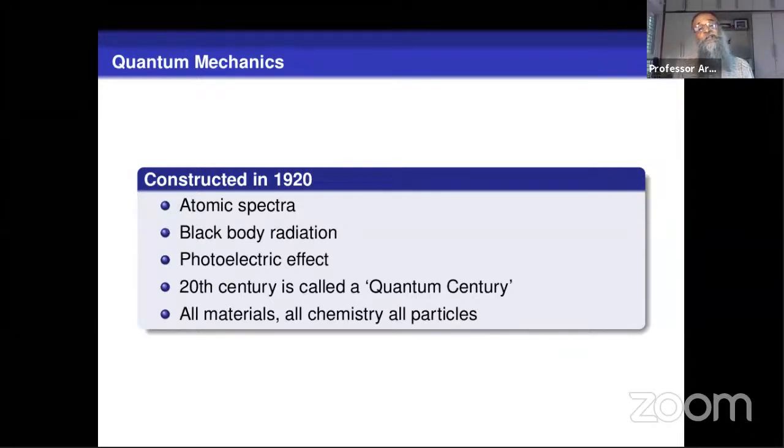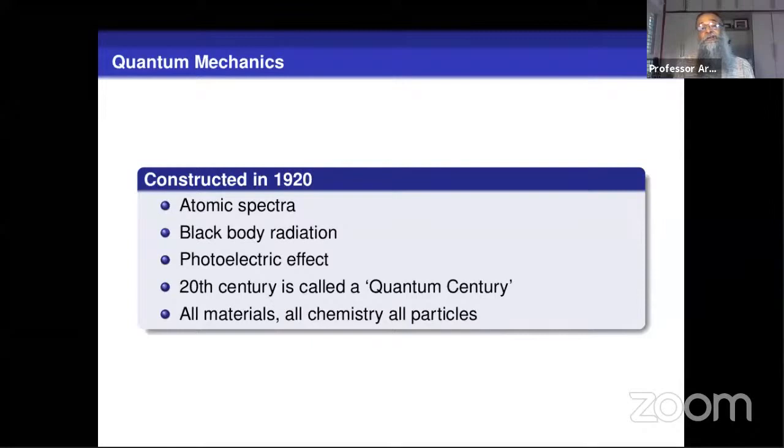So such were the contradictions which existed between observed phenomena and our understanding of physics at the end of the 19th century or in the beginning of the 20th century. And this led to the construction of a new way of looking at the world, which we call quantum physics.